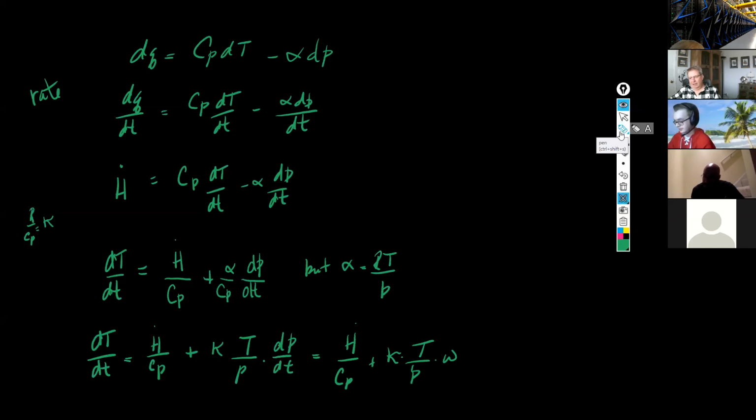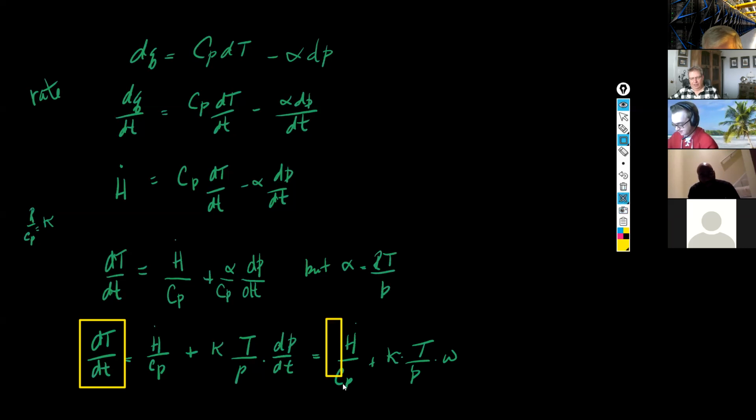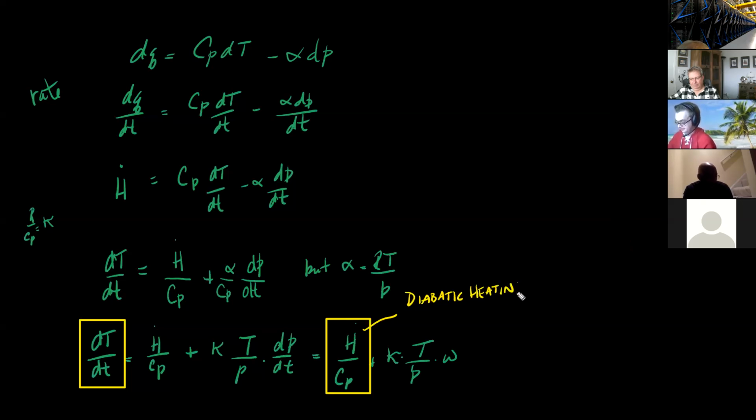Oh yeah. This is a what kind of derivative? Total. Therefore, I'm following a parcel. So how does the temperature change following a parcel? A couple things can happen to it. I can heat, this is called diabatic heating. Right?